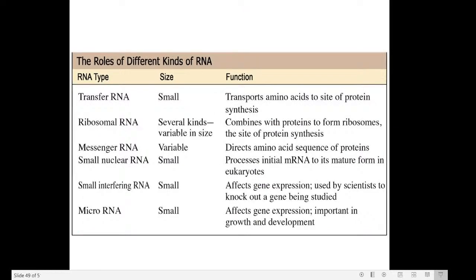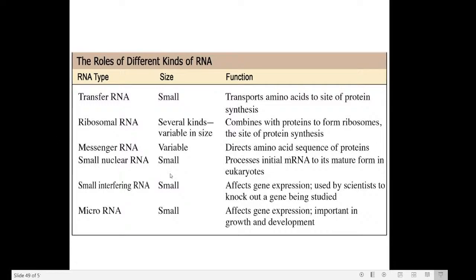Okay, what are the types of RNA? Transfer RNA, ribosomal RNA, messenger RNA, small nuclear RNA (snRNA), and small interfering RNA (siRNA). Transfer RNA is very small; it transports amino acids to the site of protein synthesis. Ribosomal RNA varies in size and combines with protein to form the ribosome at the site of protein synthesis. Messenger RNA is of variable size and directs the amino acid sequence of proteins.